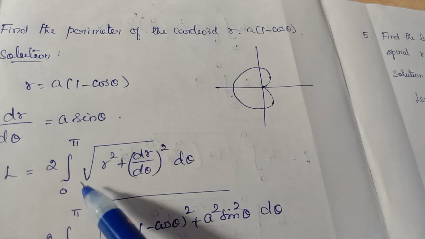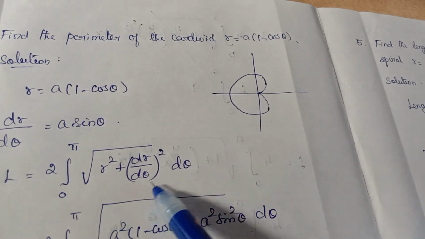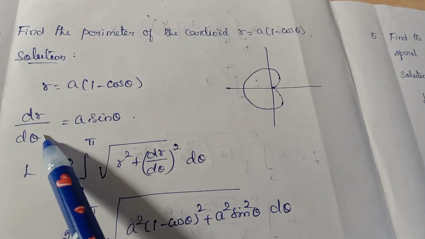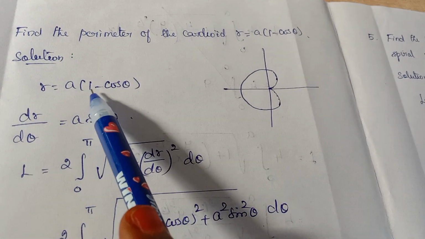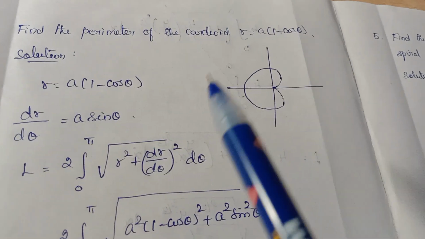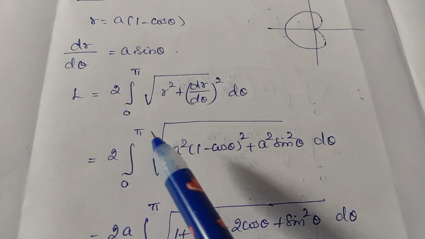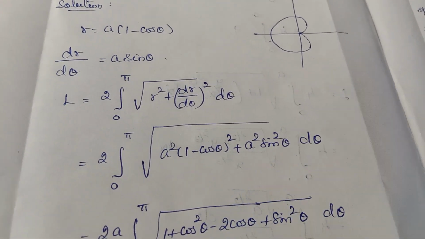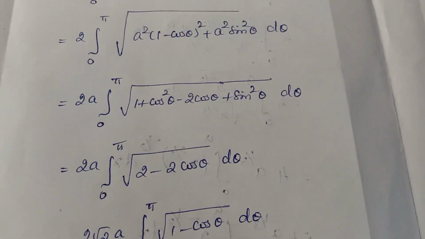So 2 times the integral from 0 to pi of the square root of r square plus (dr by d theta) the whole square, d theta. Let's find dr by d theta. If you differentiate with respect to theta, it will be a into the differentiation of 1, which is 0, and the differentiation of minus cos theta is simply sin theta. So put it here: 2 into the integral from 0 to pi of the square root of a square into (1 minus cos theta) the whole square plus a square sin square theta, d theta.